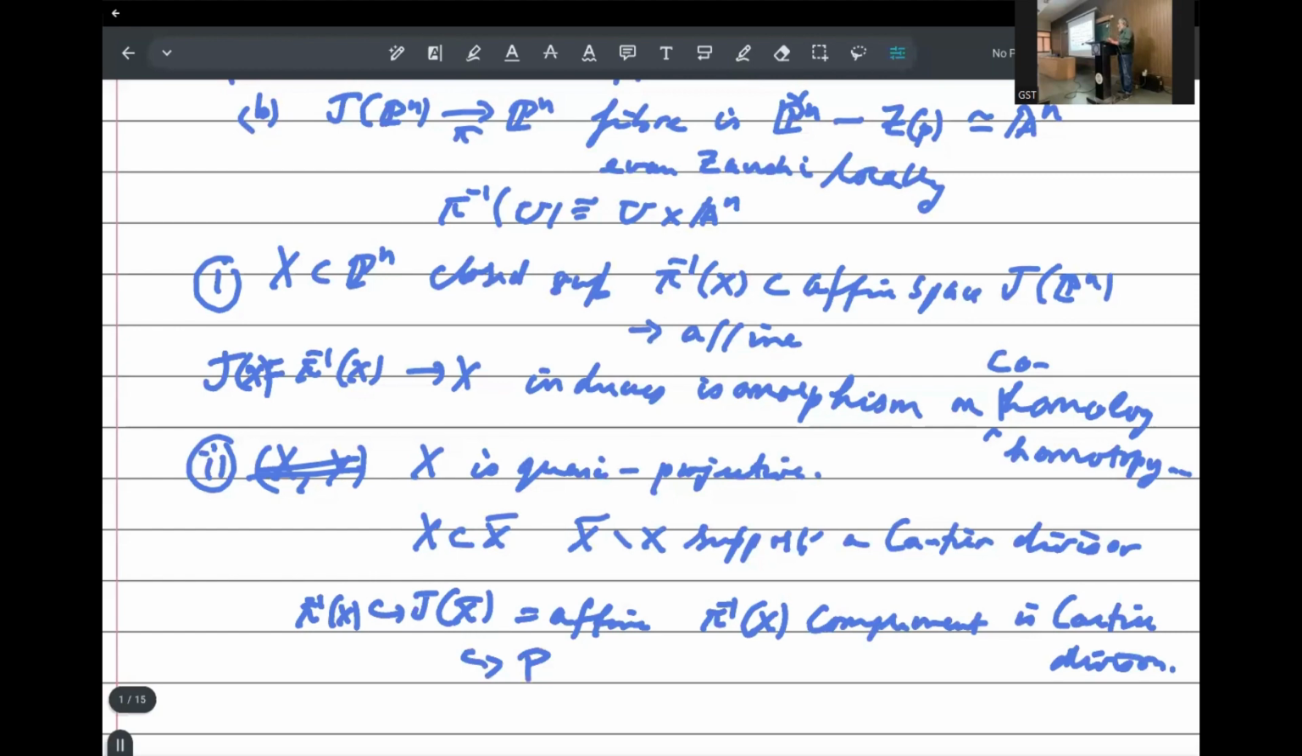Note that you have to be a little careful because it may not be an affine open set in the sense that it might not be the inversion of one single function. It may be that the complement is not defined by a single function.